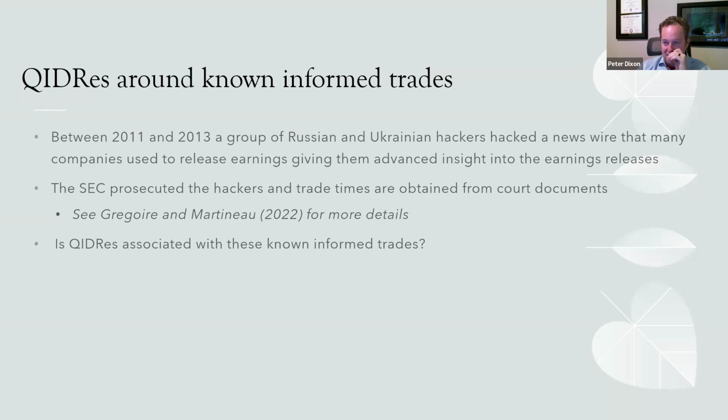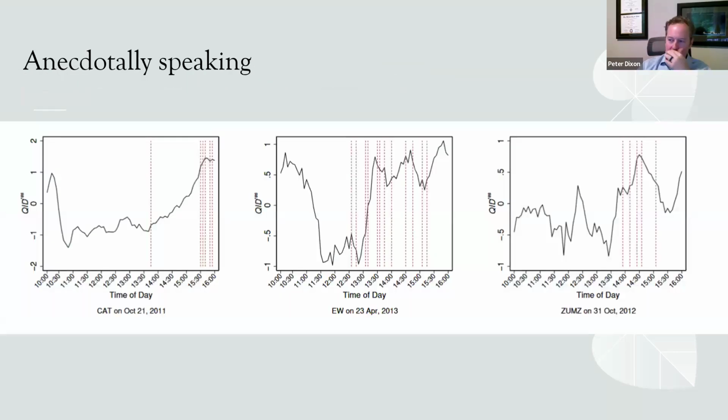And so the question is: is QuidRes associated with these known informed trades? In this instance, we compute 5-minute QuidRes, so we do it on a 5-minute basis instead of a daily basis. And then we see intraday, does QuidRes appear to go up around these known informed trades? Now, I'm going to be totally honest: these 3 examples here were picked because they look really good. And they show that when informed trading starts, QuidRes seems to go up on an intraday level.